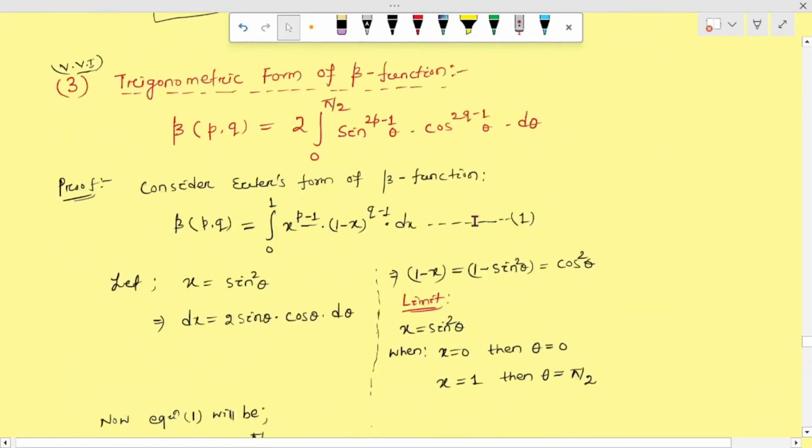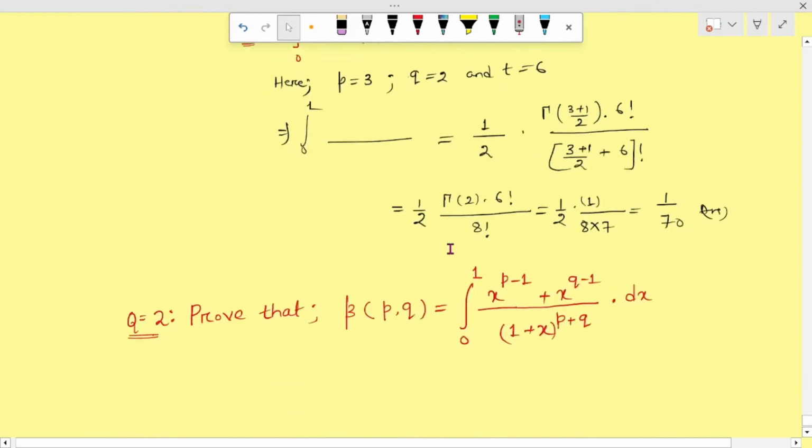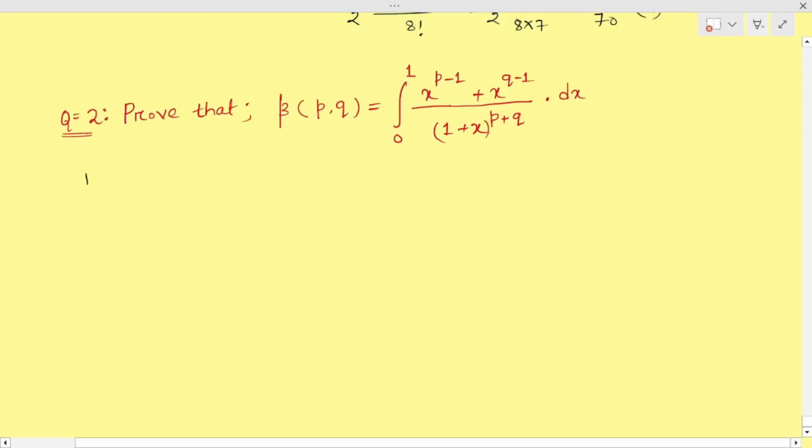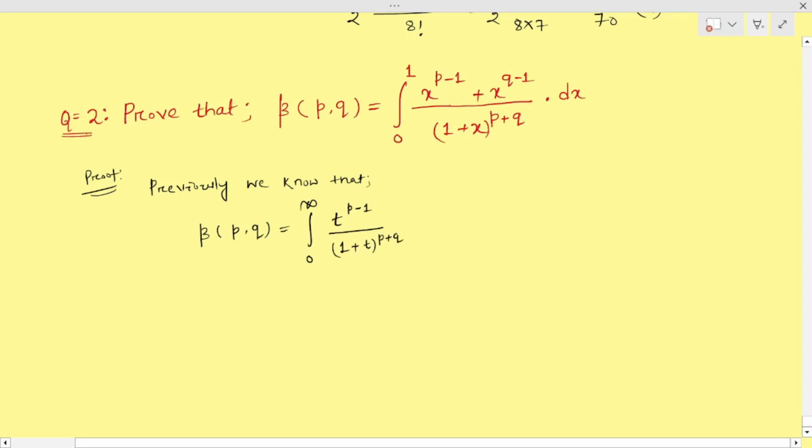Here the proof starts. Previously we know that beta pq also can be represented as the integral from 0 to infinity of t to the power p minus 1 by (1 plus t) to the power p plus q dt. Let this be your equation number 1.